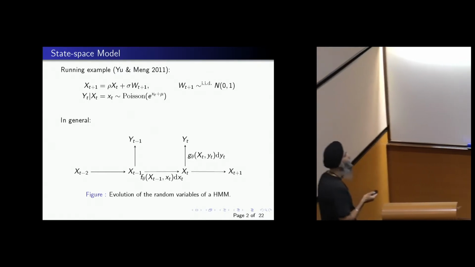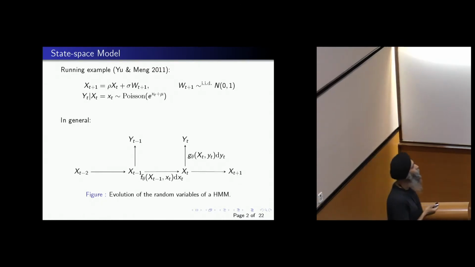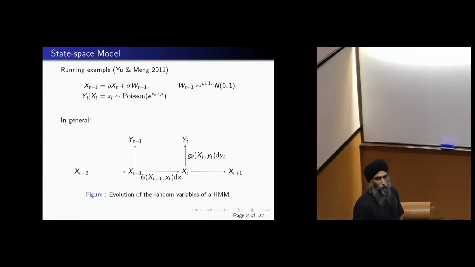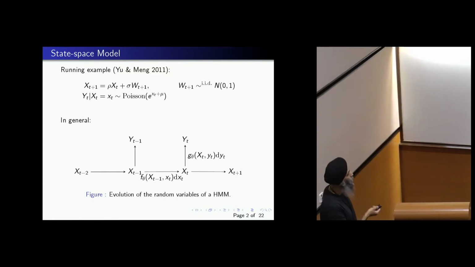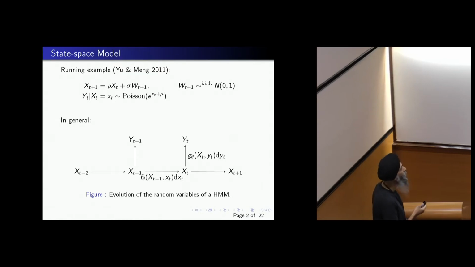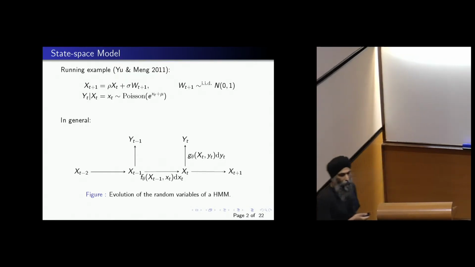The components theta in the densities represent the parameters of the model we are trying to infer. That's the evolution of the random variables we're interested in. So what we'll be doing in this talk is inference about the hidden process x.